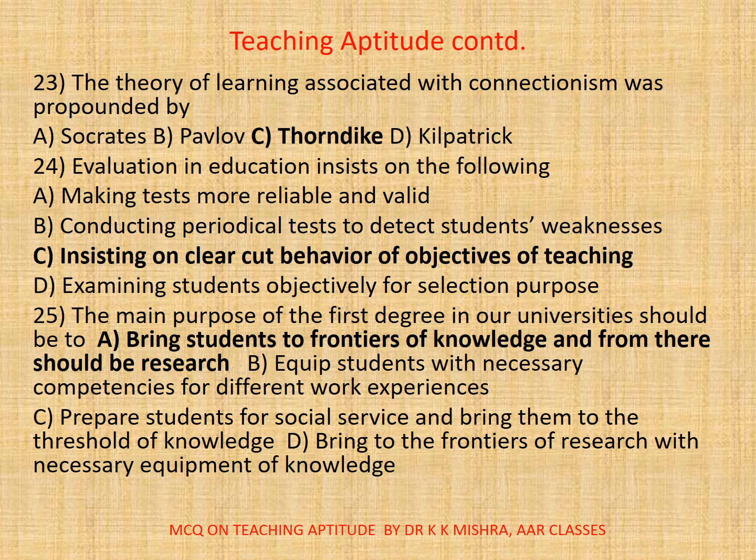24. Evaluation in education insists on the following: A, making tests more reliable and valid. B, conducting periodical tests to detect students' weaknesses. C, insisting on clear-cut behavioral objectives of teaching. Or D, examining students objectively for selection purpose. The correct option is C, insisting on clear-cut behavioral objectives of teaching. 25. The main purpose of the first degree in our universities should be to... correct option is A here: in fact, bring students to the frontiers of knowledge, and from there should be research.